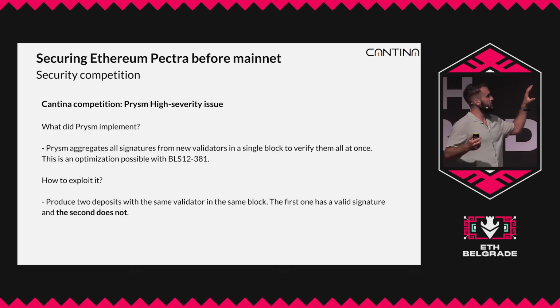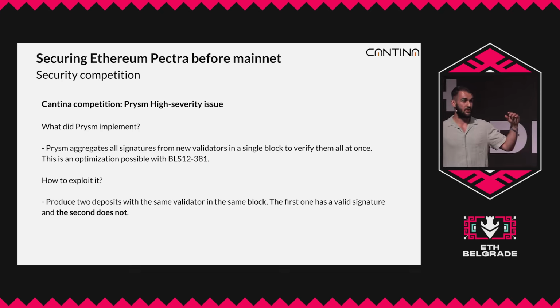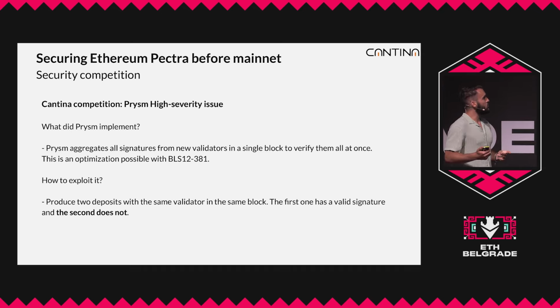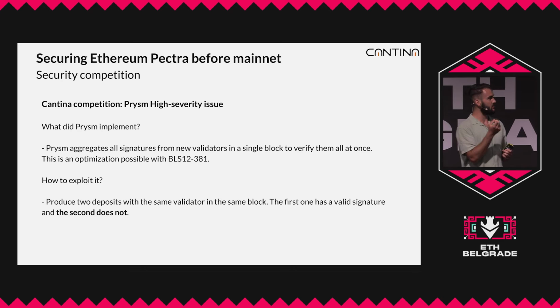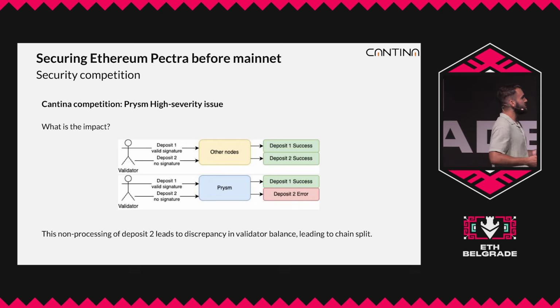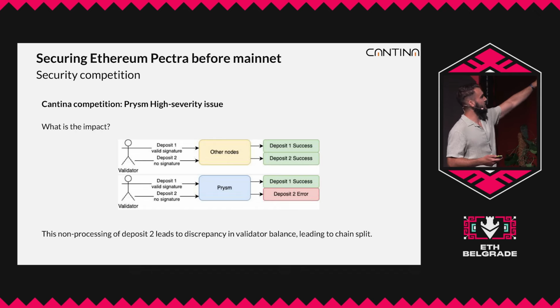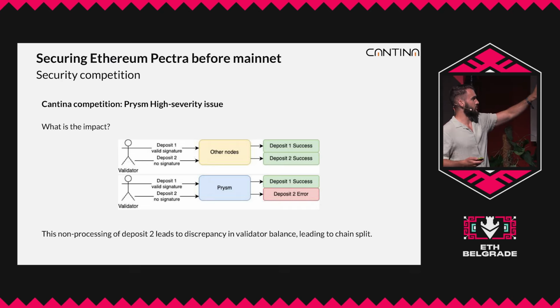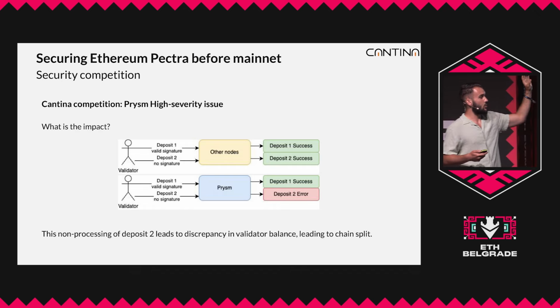But Prysm was doing an aggregation of signatures, because you can do that. Instead of checking each signature in a block, you can just aggregate all signatures and verify them at once. The thing is that if you produce 2 deposits in the same block for a validator that was not known, for the second deposit, you should not check the signature. But Prysm was checking it due to this optimization. So basically, it gives this: first deposit, valid signature, it's a success. Second deposit, no signature, it should be a success for all nodes. But Prysm was failing because the signature was invalid.